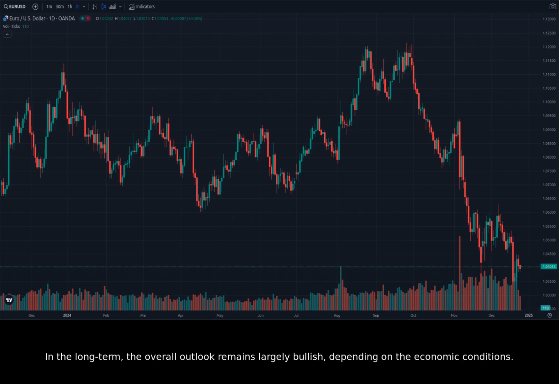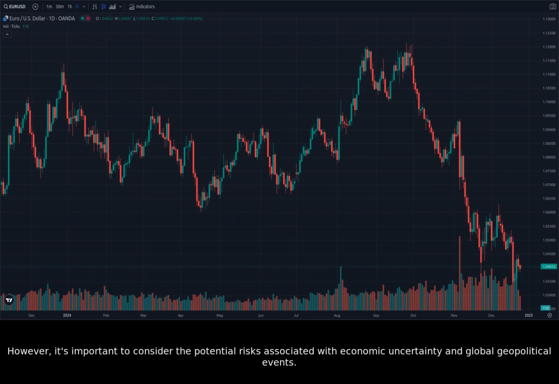actions. In the long term, the overall outlook remains largely bullish, depending on the economic conditions. However, it's important to consider the potential risks associated with economic uncertainty and global geopolitical events.